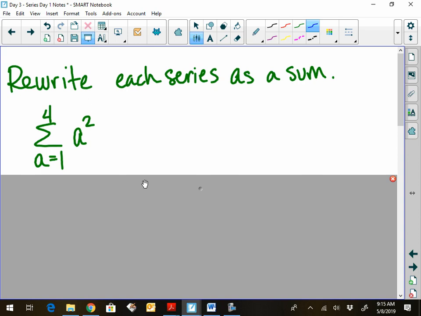So our first term, we're going to plug 1 in first. So 1 squared we know is 1. And the sum, or the summation, means that we're going to add it, right? So we have to write the plus between. Then we'll plug in 2, right? So we're going from 1 to 4. So 2 squared is 4. Plus 3 squared is 9. Plus 4 squared is 16. So I just want to see that it's written out as a sum. That would be your answer there.